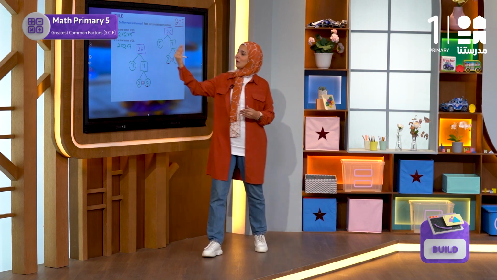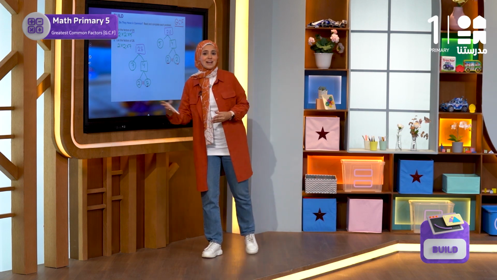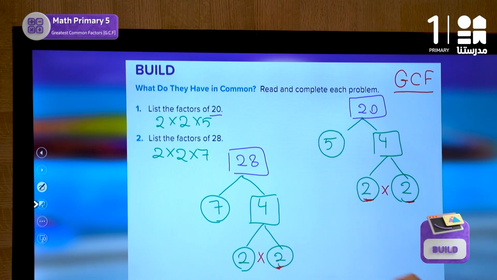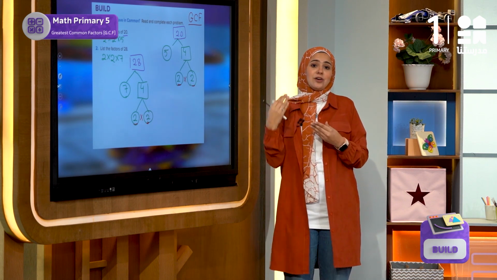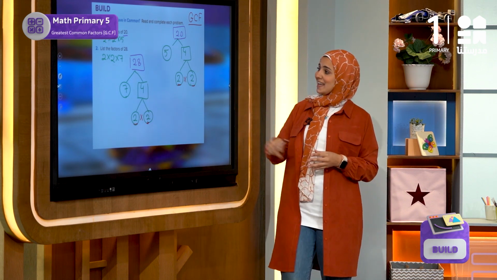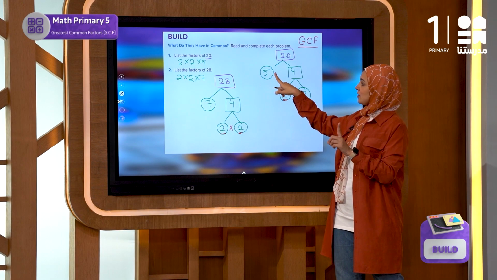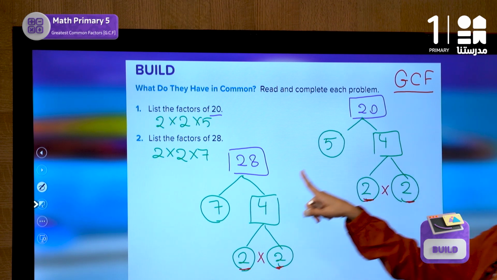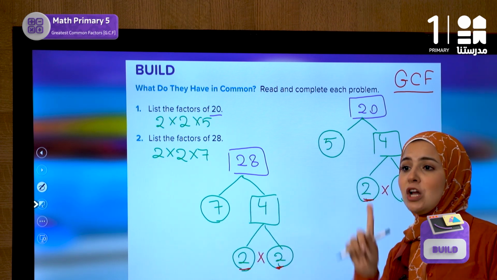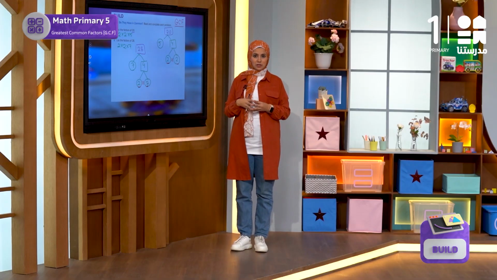Now I will go to 28. Do I see another factor, which is 2? Yes. So far, what do I see? I have 2 2's here. Now, if I look at 20, what do I see? The other or the left prime factor is 5. However, if I look at the number 28, I'm not going to find 5, I'm going to find what? 7. So I will not take it into consideration.